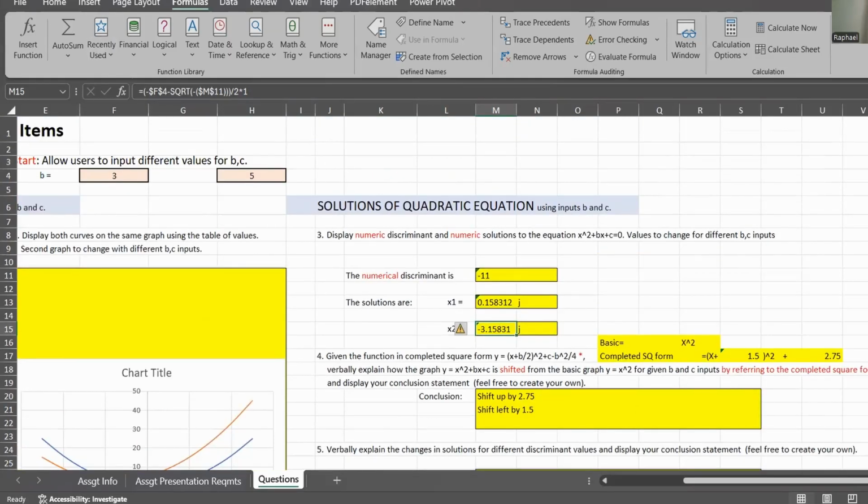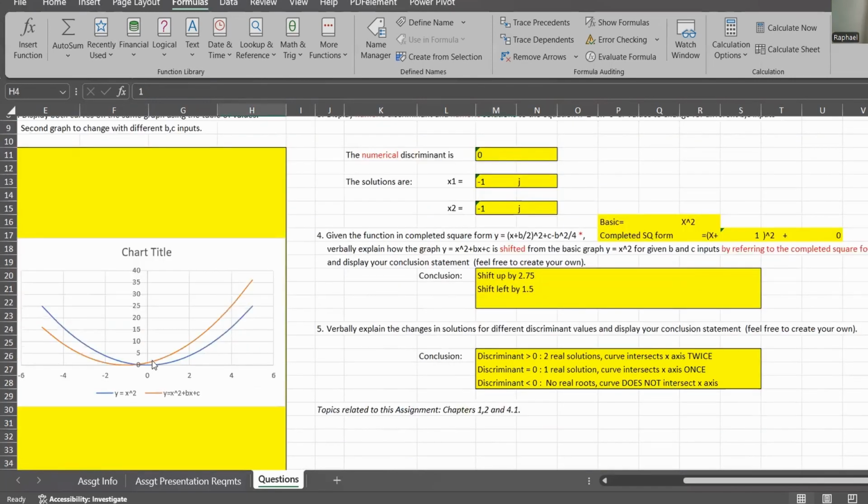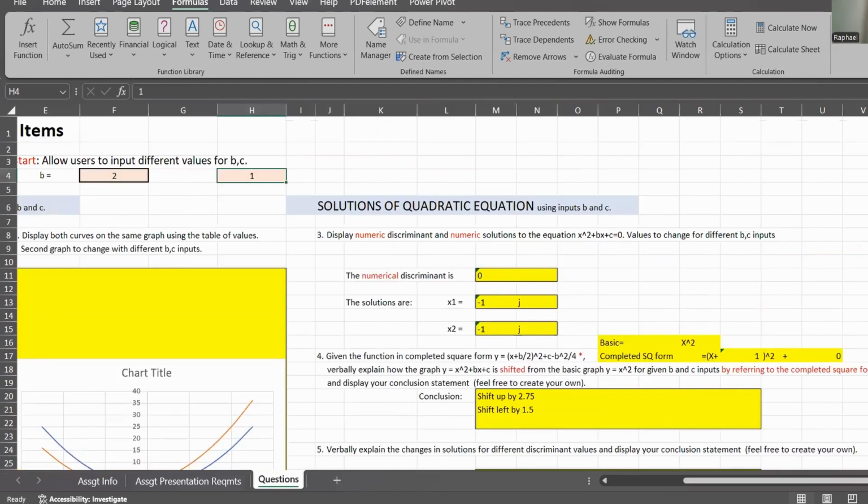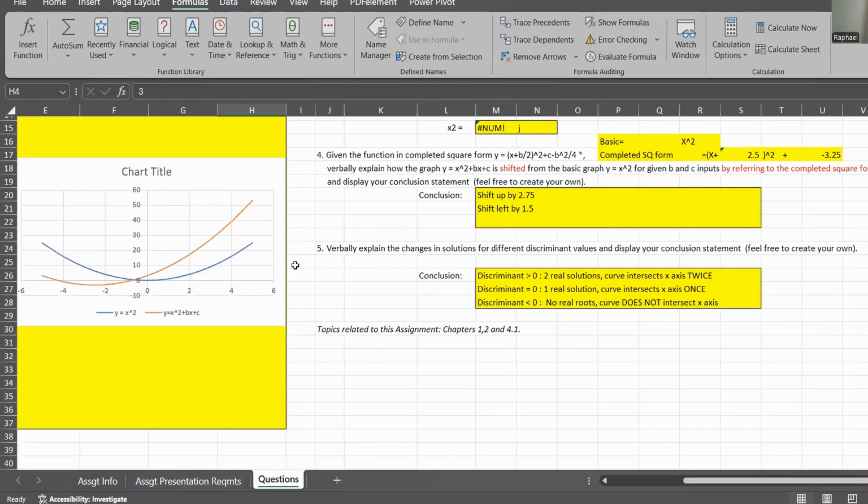However, if the discriminant were to be equal to 0, as you can see over here, it should only intersect the x-axis once, as you can see here. It's quite hard to see. And finally, if it were more than 0, it should intersect the x-axis twice.